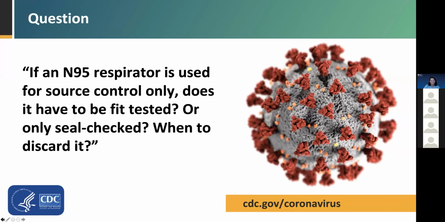Oh, and then I'm sorry, I almost forgot the last part: when to discard a respirator if you're using it for source control. Essentially, whenever the respirator becomes damaged or soiled, you would want to take it off, discard it, and replace it. In addition, any other time that you remove the respirator, we are not in a period of shortages here, so the expectation is that anytime you take off a respirator, you can discard it and get a fresh one to continue to use for source control after. And that should cover it, Liz.